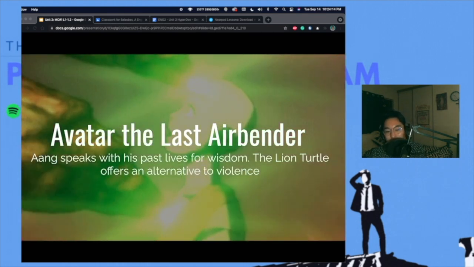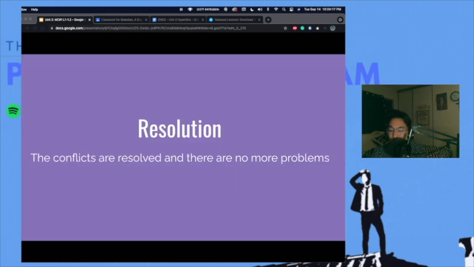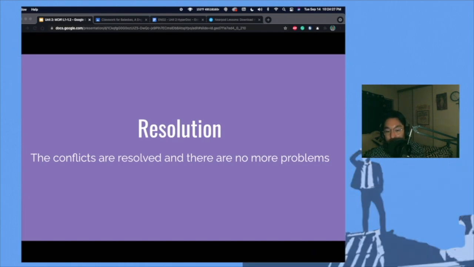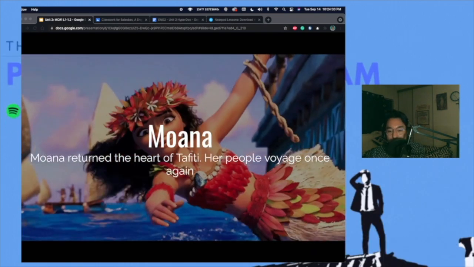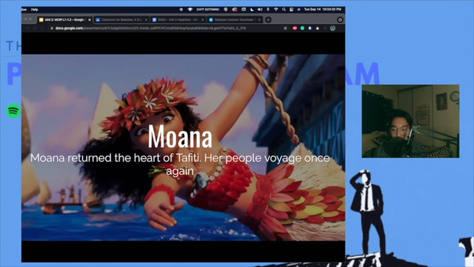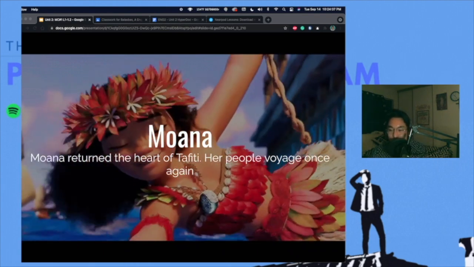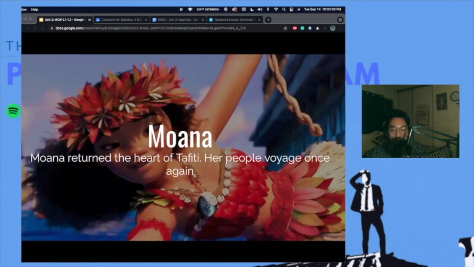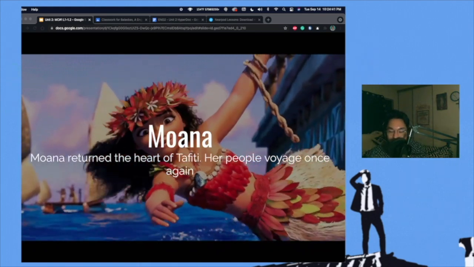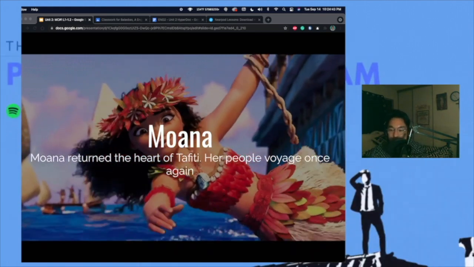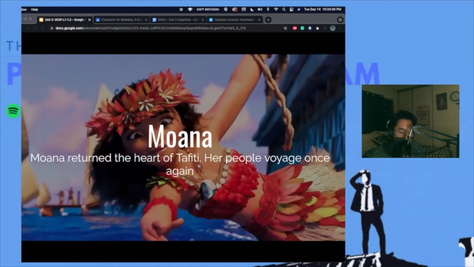Which brings us to the resolution. This is similar to falling action, and it's when conflicts are resolved and there are no more problems. Maybe not necessarily no more problems, but certain ones were resolved in the story. If we think about Moana, this was when the Heart of Tefiti was returned and the rest of the story ends. Everyone is able to voyage on the ocean again. They have resources. Tefiti is no longer angry and destroying their environment, and they can live happily ever after.